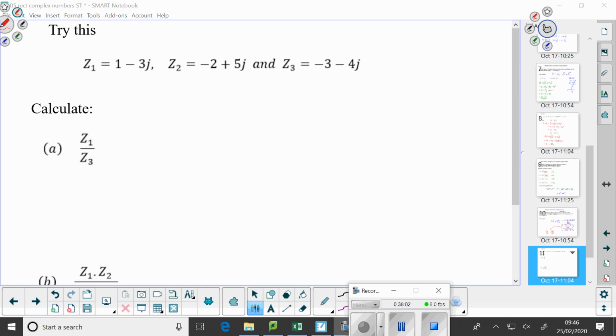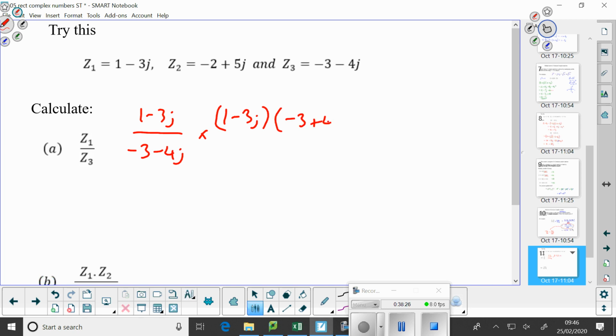Well, we'll go through them both together. So, the first one is 1 minus 3j over minus 3 minus 4j. We've got to multiply that, top and bottom, by minus 3 plus 4j.